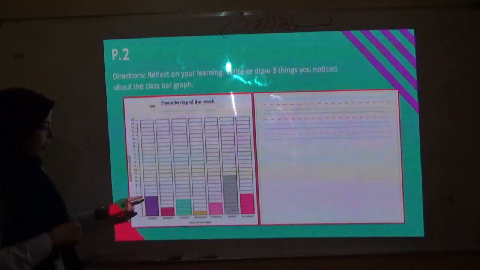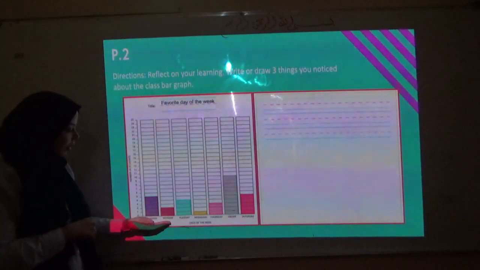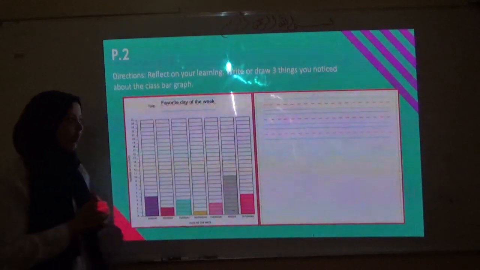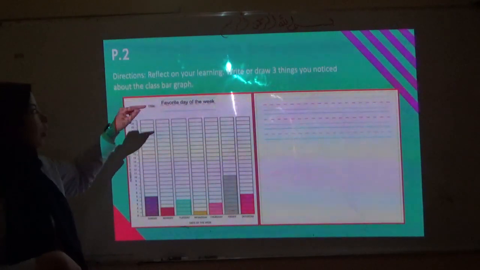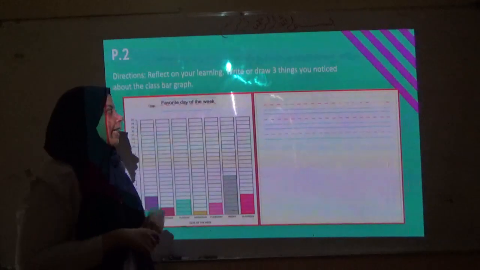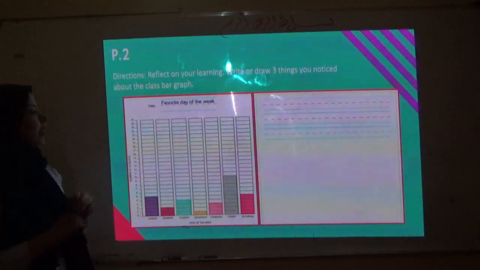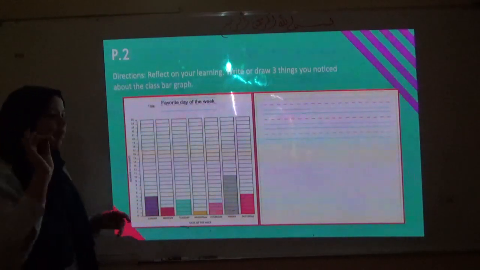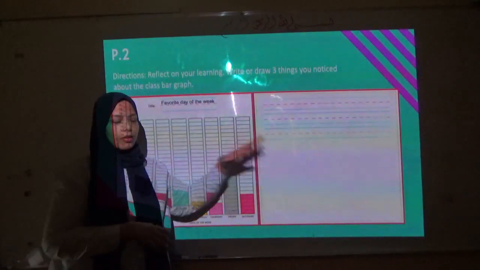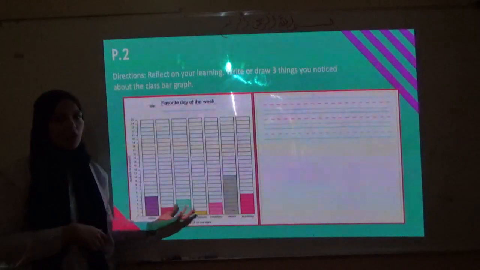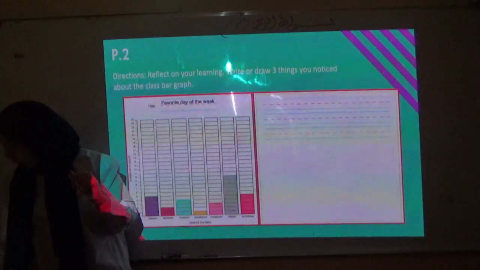So it's the value which represents the number of the students who love, for example, Sunday, Monday, Tuesday, to the end of the days. And the question was about to reflect on your learning. So it asks you to write or draw 3 things you noticed about the graph. And in the last video, we said that we have a lot of information. We can write more than 3 sentences to describe the data or the information from the graph. But let's remember what we wrote before.